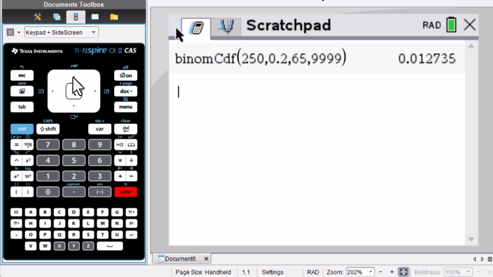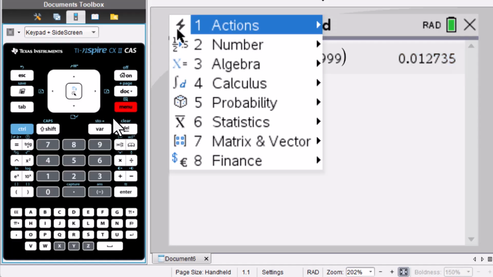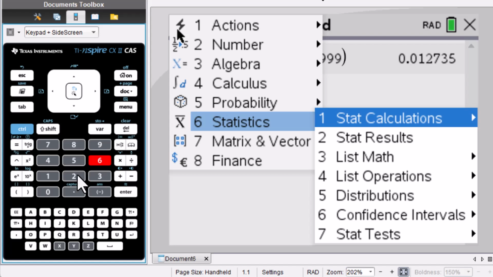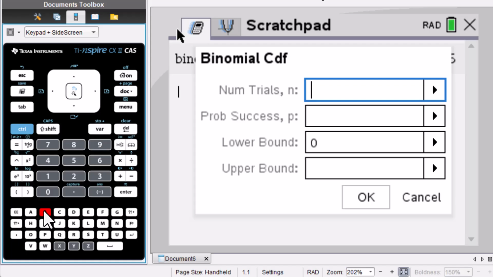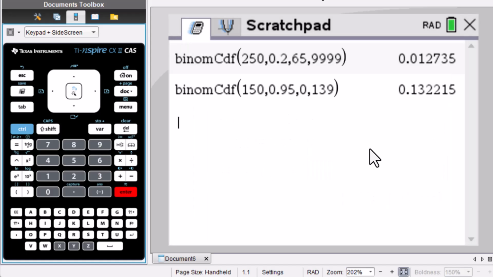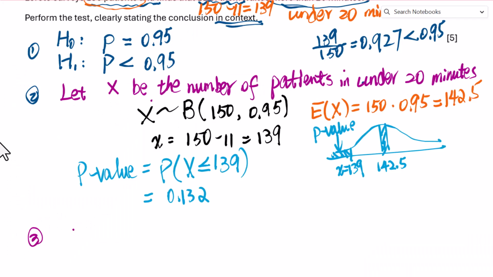Let's go to binom CDF. Menu 6, 5. B, binom CDF. N is 150. P is 0.95. Lower bound is 0. Upper bound is 139. Enter. Answer is 0.132. Let's draw the conclusion.